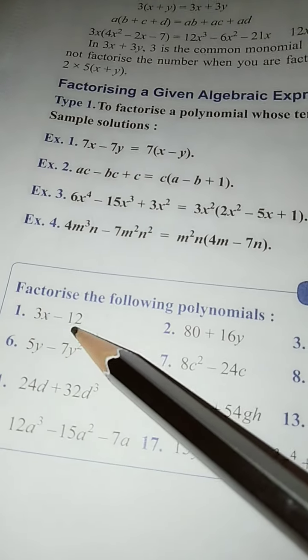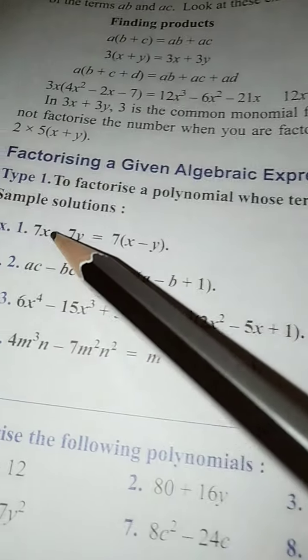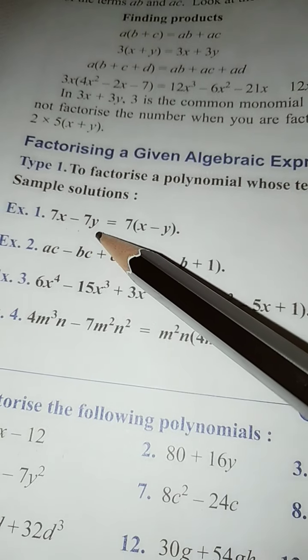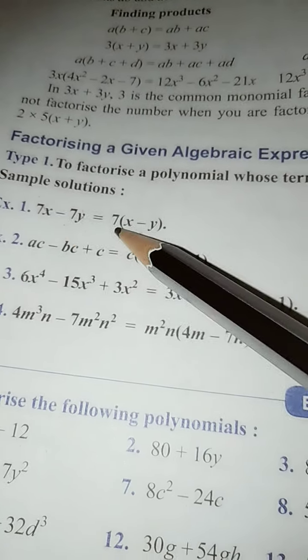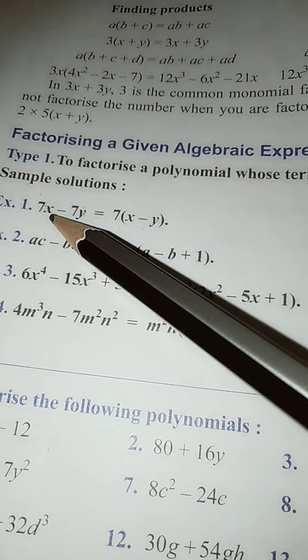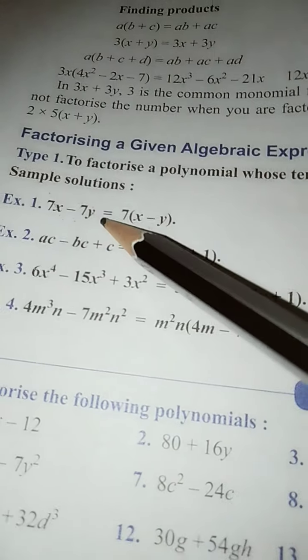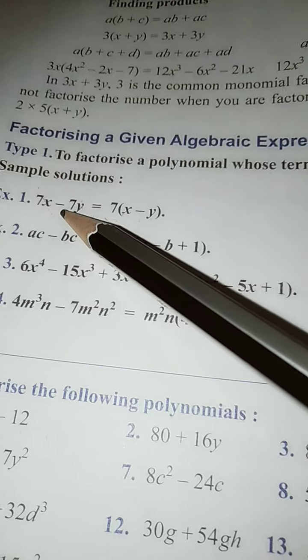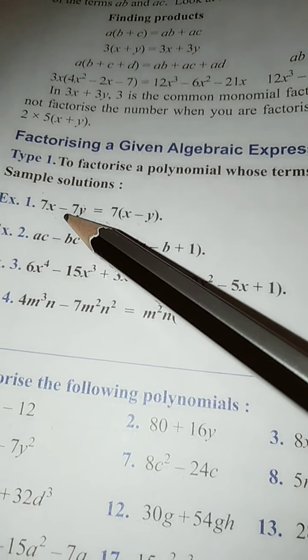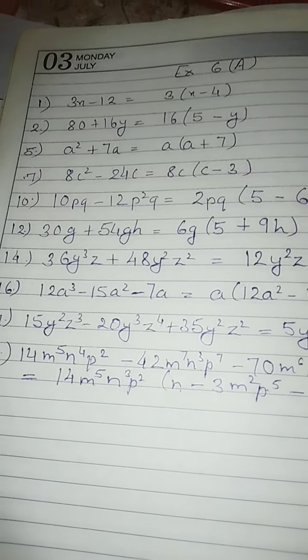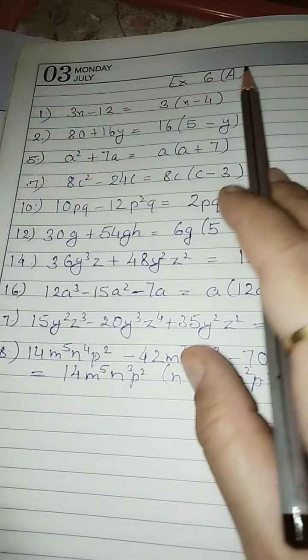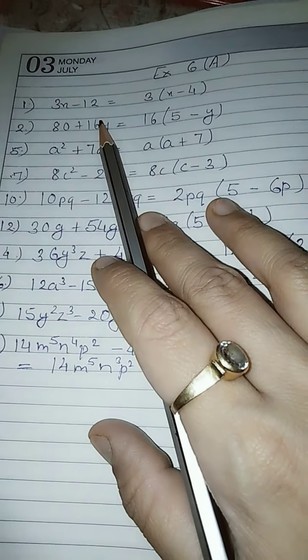something common between the terms, like you can see this example. This is 7x minus 7y. You can see this 7. We will take it as common, and in the bracket we will be left with x minus y. So these are the factors of this polynomial. Okay. Now we will start solving the exercise. Now in this exercise we will be factorizing some polynomials.